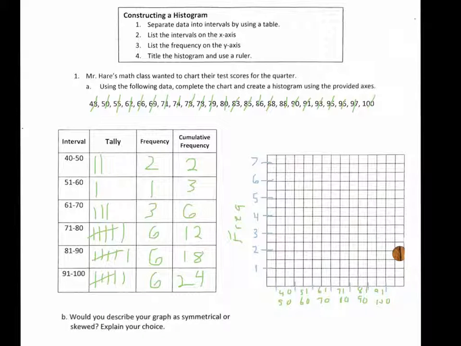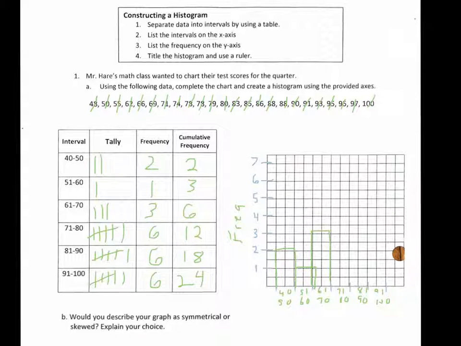Alright, so now we go through each of our intervals. We're starting with 40 to 50. There were 2 times that happened, so I'm going to draw my graph to go all the way up to the number 2. Same thing with each one. Now these graphs are touching, so each bar is going to be touching the one right next to it. So from 61 to 70, it happened 3 times.